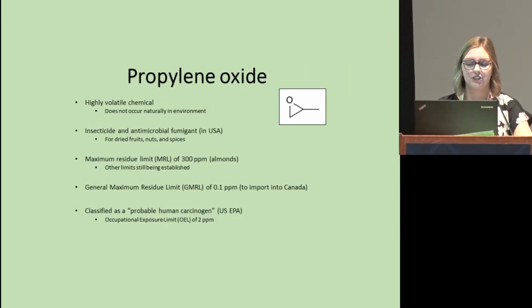Propylene oxide, much like ethylene oxide, is a highly volatile chemical which has been used as an insecticide and antimicrobial fumigant in dried fruits, nuts, and spices in the US for over 50 years, with a maximum residue level of 300 ppm. In order to import into Canada, items must have a general maximum residue level of 0.1 ppm or less. It is classified as possibly carcinogenic to humans by the United States Environmental Protection Agency, with an occupational exposure limit of 2 ppm.